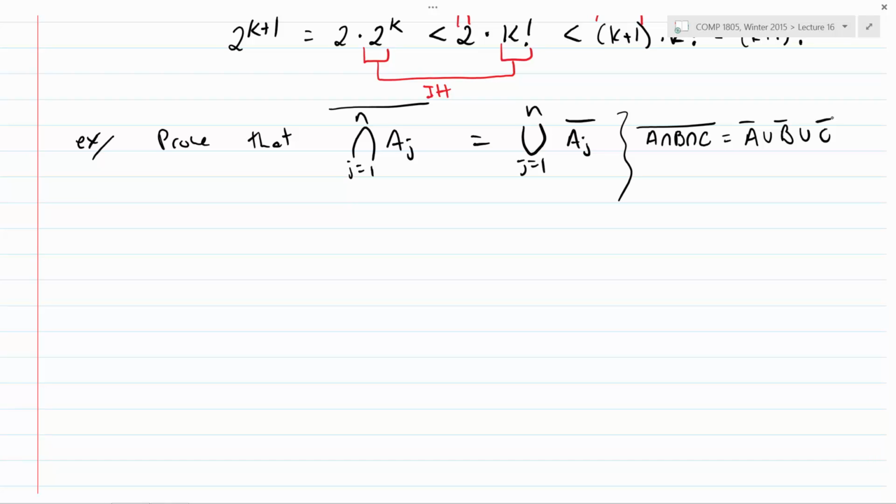Oh, yeah, so the complement there is in this question, not in the last question. All right, so let's do a proof of this. We start with a basis step.